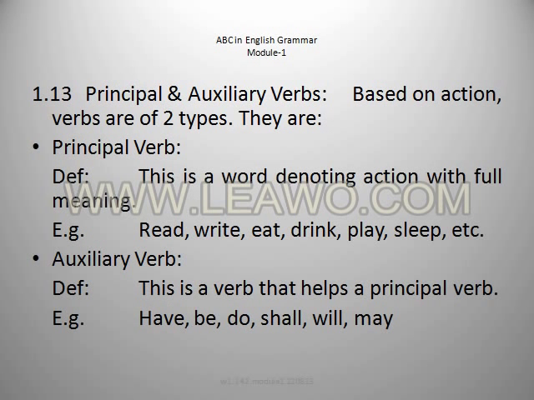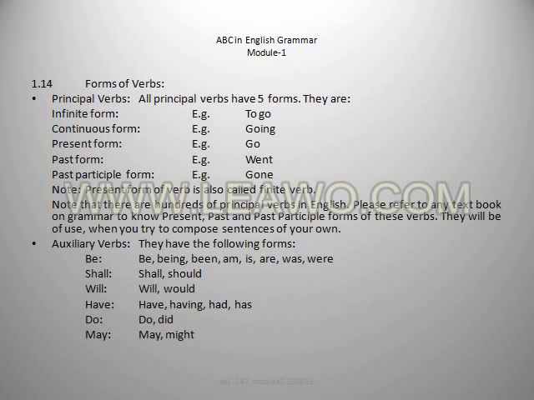Principal and auxiliary verbs. Based on action, verbs are two types. They are principal verb and auxiliary verb. Principal verb is a word denoting action with full meaning. Examples are read, write, eat, drink, play, sleep, etc. Auxiliary verb is a verb that helps a principal verb. Examples are have, be, do, shall, will, may.